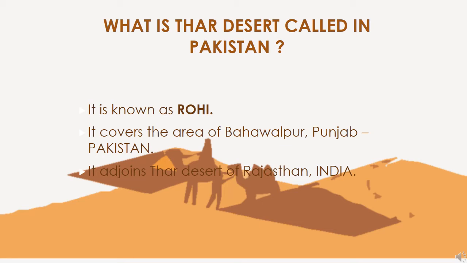So children, now what is Thar Desert called in Pakistan? It is known as Rohi in Pakistan and it covers the area of Bahawalpur, Punjab, Pakistan. It joins Thar Desert in Rajasthan, India.